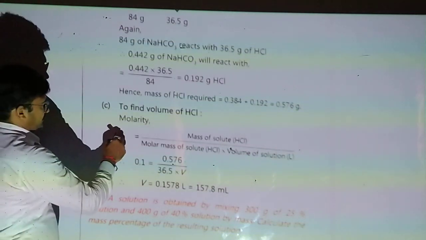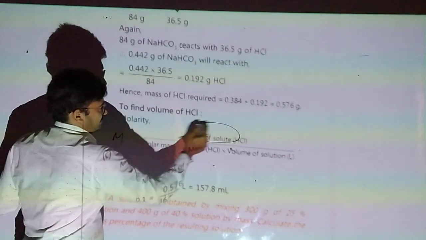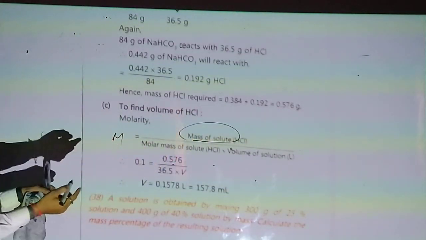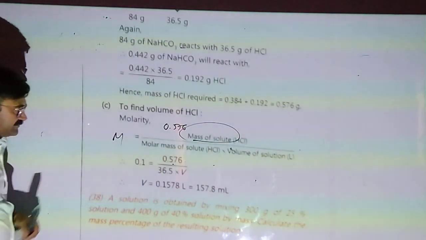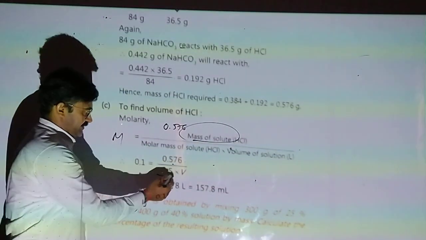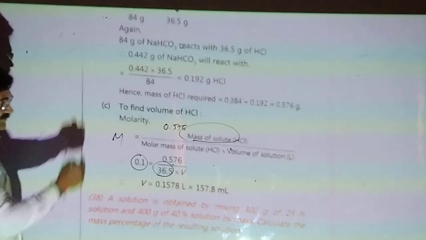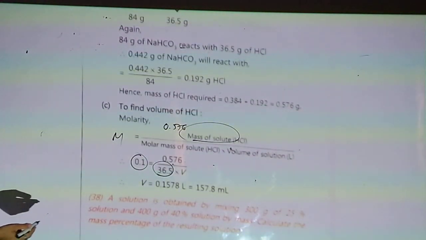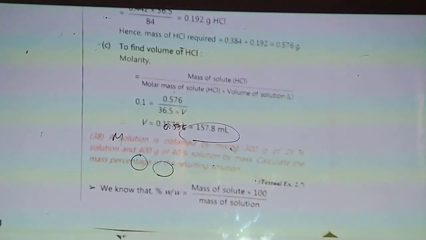So molarity, mass of solute, total mass of solute used of HCl, 0.576, needed upon molecular mass of HCl 36.5. Molarity is already given, 0.1, so volume we can derive. 0.1578 liter, multiply by 1000, so 157.8 milliliter needed.